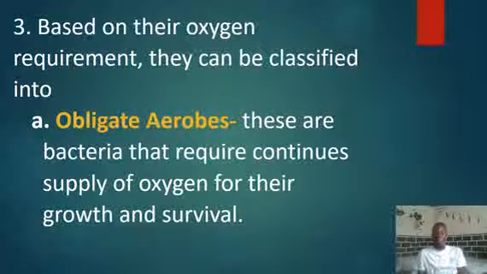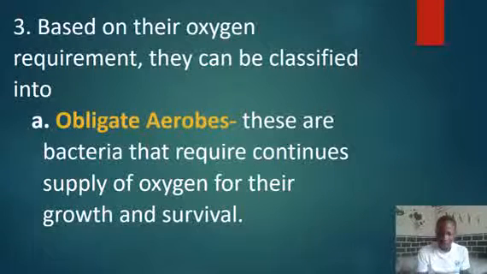Now the word aerobe is not a new word to you. Anytime you hear the word aerobe, aerobic respiration, remember it has to do with oxygen, so don't forget this. So obligate aerobe. Now these ones are bacteria that require continuous oxygen supply for their growth and survival. It means that without oxygen supply, they can't grow, they can't survive. So they need continuous supply of oxygen before they can survive or grow. We call them the obligate aerobes. So let's take note of that one.